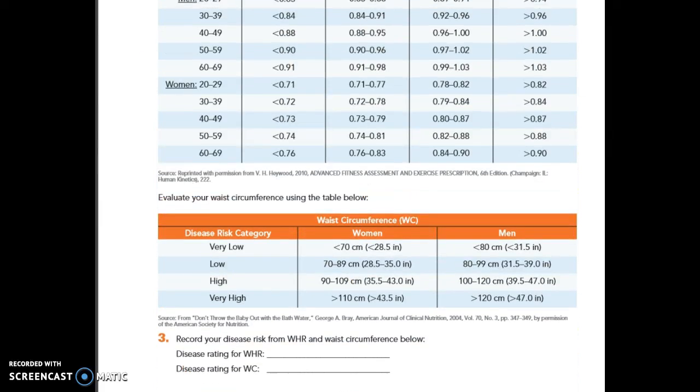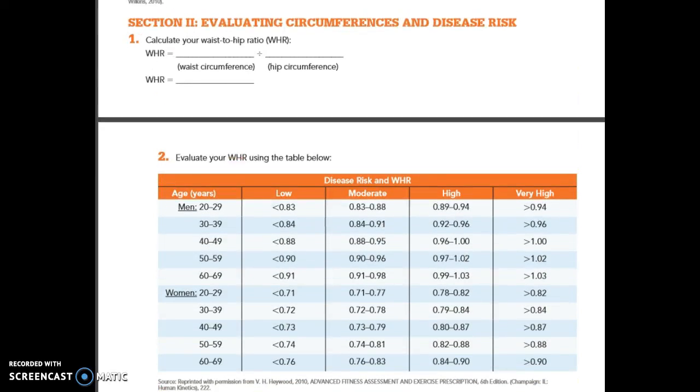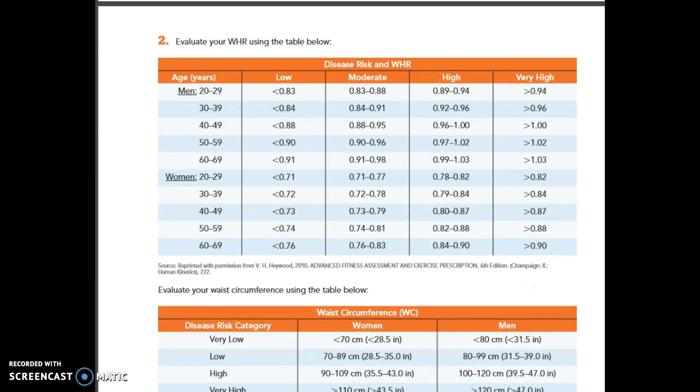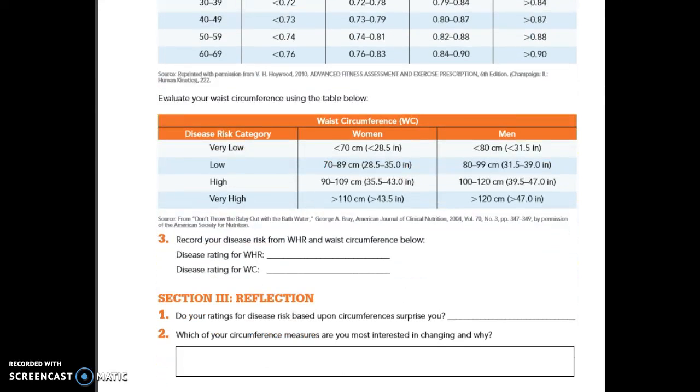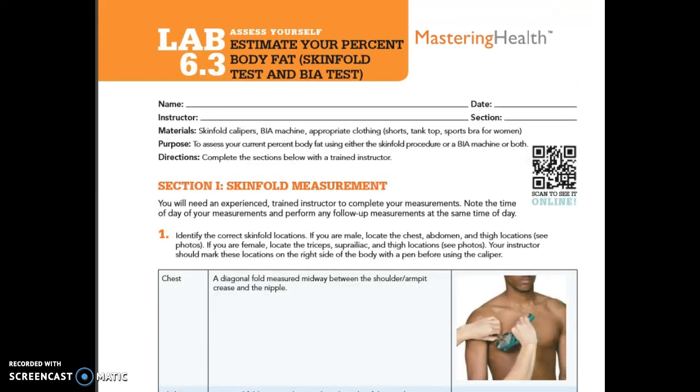The important thing is to make sure that you come down here and check out your disease risk ratio. And they can be different. Your general waist ratio and your waist to hip circumference ratio will be two different things, and it will be interesting to determine if there's a difference. So these two are both required. And then we move on to lab 6.3.